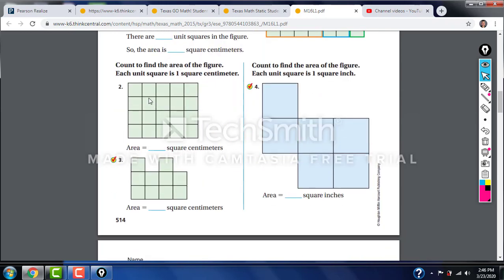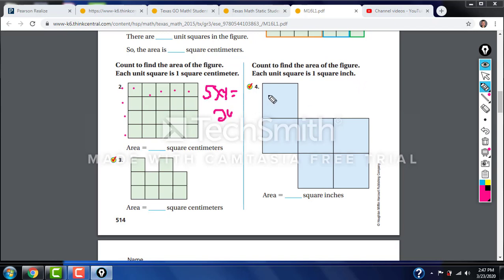Okay, let's do the same here. Count to find the area of the figure. Each square unit is 1 centimeter. Make sure you count length times width. So you have 1, 2, 3, 4. You have 1, 2, 3, 4, 5. So length 5 times 4, and your area is 20.